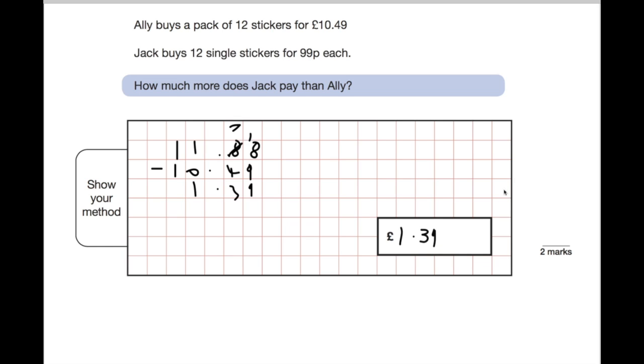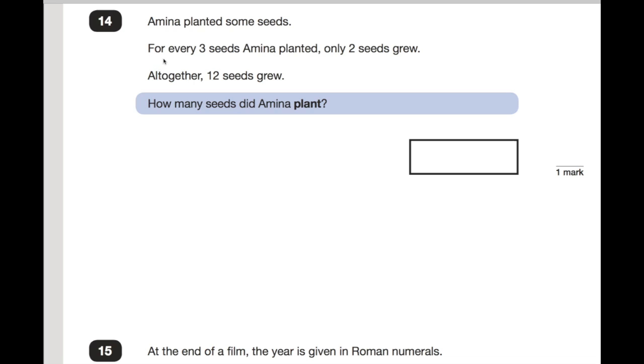£1.39. So question 14 says that Amina planted some seeds, and for every 3 seeds that she planted, only 2 grew, and altogether 12 seeds grew. So how many seeds did she plant altogether? Now, if you're struggling to do this in your head, you could do a visual representation, so you could do for every 3 only 2 grew, and you could keep going like that until you got to 12.